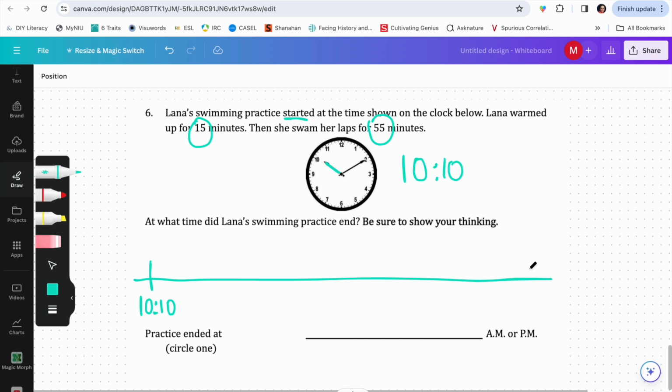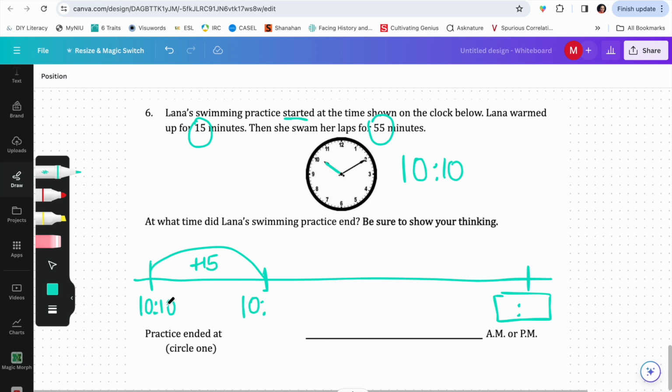The big question is, well, when did her practice end? So we're going to use the information in our problem to fill in the stuff that she did in between. Well, what did she do in between? First, she warmed up for 15 minutes. Okay, great. So we're starting at 10:10, and we're going to warm up for 15 minutes. That means I'm going to take a hop of 15 minutes. We were at 10:10. We hopped for 15 minutes, and now it's going to be 10.